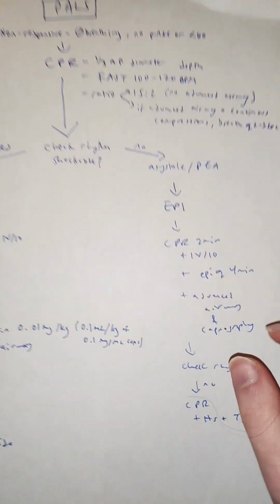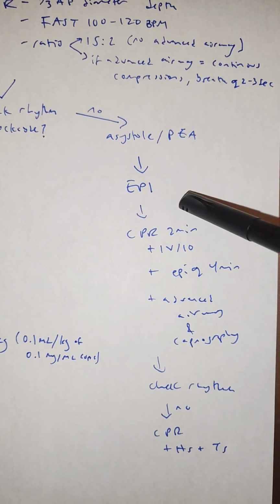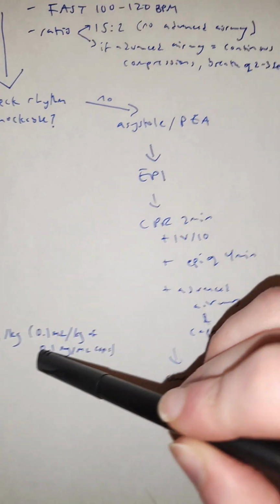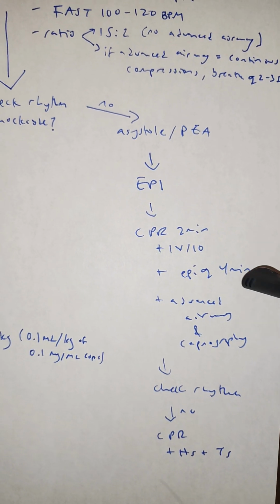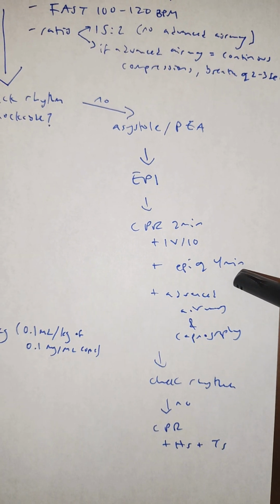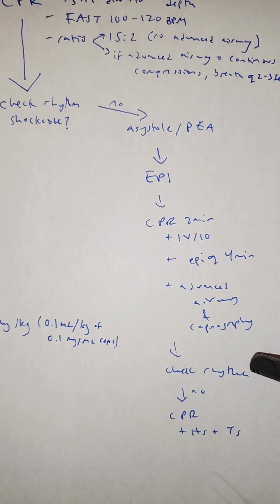Now let's go to the side where we do not give a shock. Asystole or PEA, you right off the bat have to give them epi. As we said, this is the dose. Continue CPR for 2 minutes, get IV or IO access, give them another epi, because it's every 3 to 5 minutes, or 4 minutes, let's say. Get that advanced airway, establish capnography, and check the rhythm again.